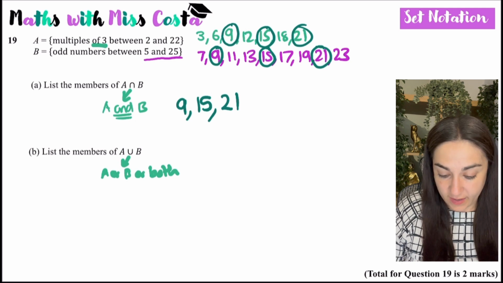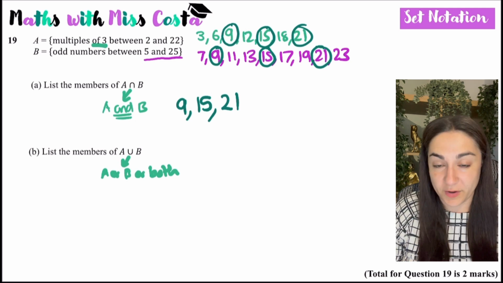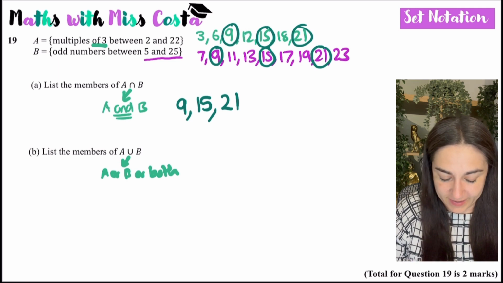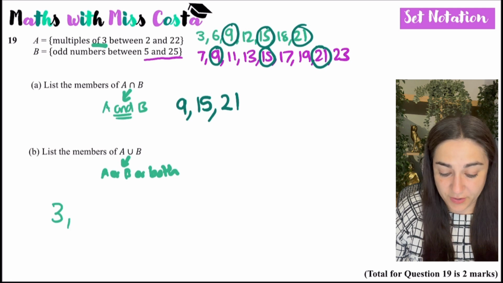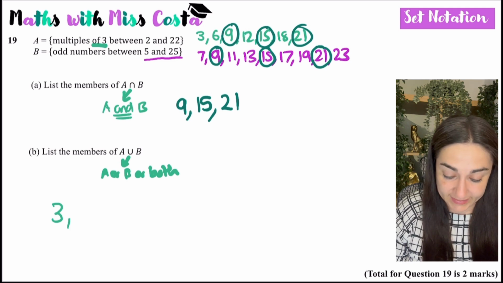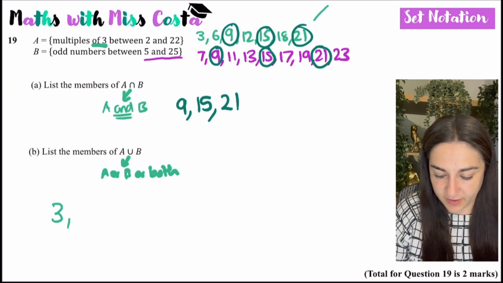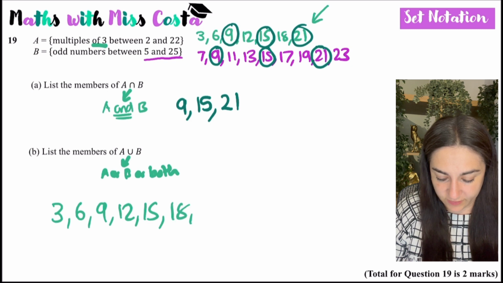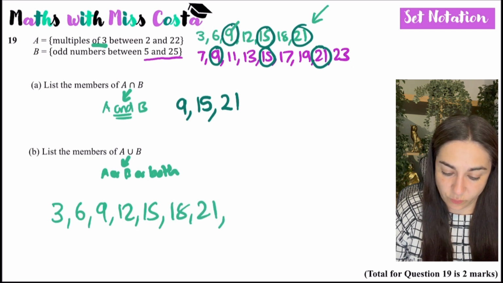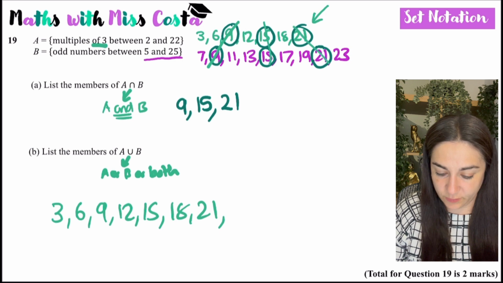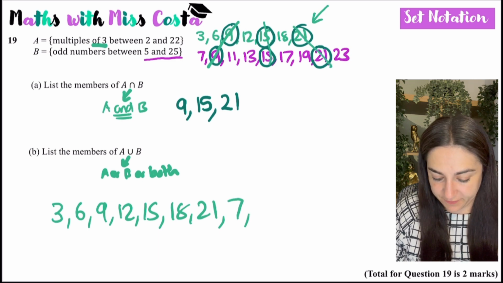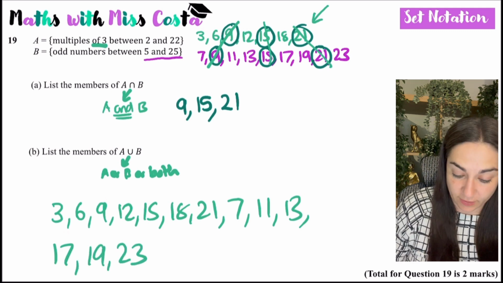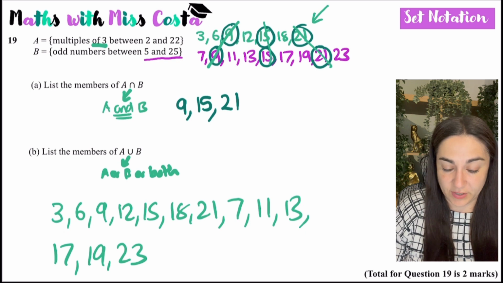And then for the second, I want to list what is in A or in B or in both. So essentially I want to write down everything. So I'm going to write 3, and you don't have to do it in order unless it specifies it. So 3, 6, 9, 12, 15, 18, 21, and you've already written 9, 15 and 21, so you can cross them out from there, and you're left with 7, 11, 13, 17, 19, 23. You don't repeat yourself because you've already written those numbers. So that's all we need to do if we're listing things.